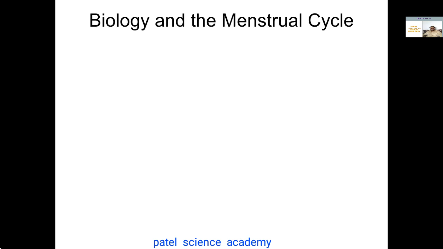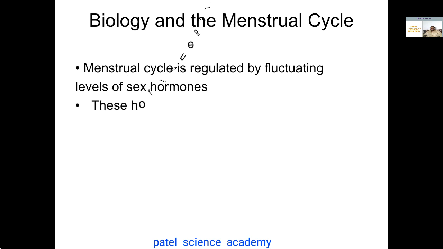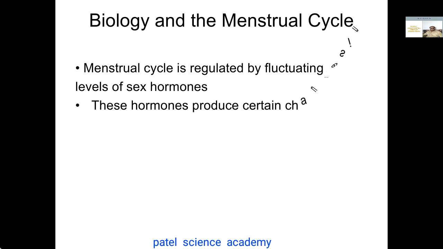Now in this lecture I'll teach you about the menstrual cycle, the biology and the menstrual cycle. What is the relationship between this biology and the menstrual cycle? To learn it, we have to first introduce this topic. The menstrual cycle is always regulated by the fluctuating levels of the sex hormones. Dear students, these sex hormones are a very important part of the menstrual cycle, because they regulate the process of menstruation in the human female. I'll explain the details of all these sex hormones in the next slides.